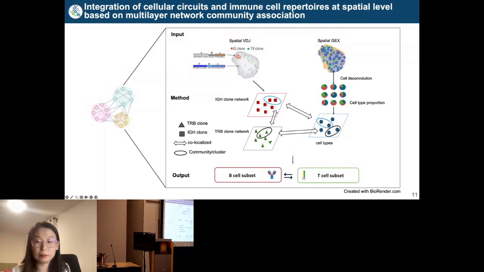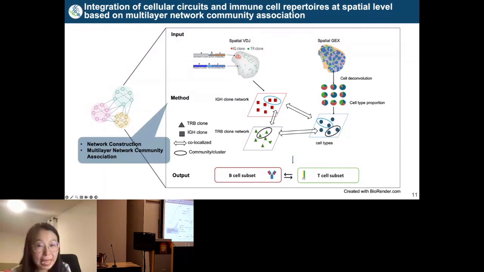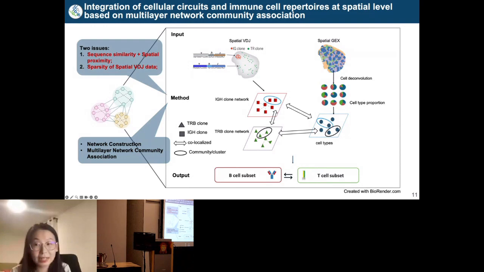The framework can be divided into 2 steps: network construction and multi-layer network community association. And there are 2 things I need to keep in mind. As I mentioned before, I need to consider both sequence and spatial similarity, and to address the problem of sparsity of spatial VDJ data.